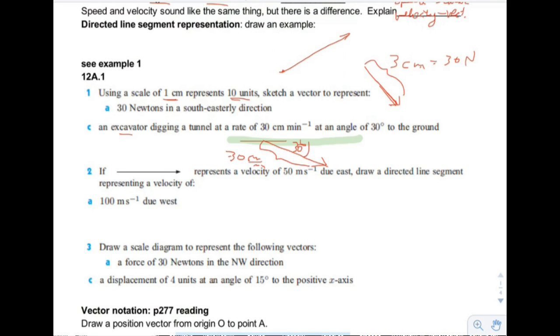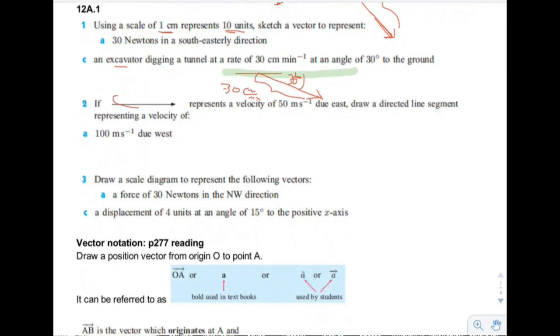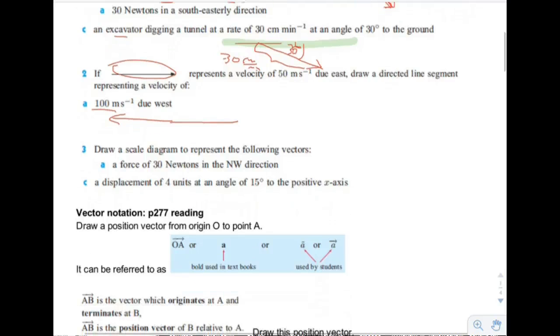Okay. All right. If this represents a velocity of 50 meters per second due east, draw a directed line segment representing a velocity of 100 meters per second due west. Okay, 100. So it should be twice as big as that one, and it should go in the other direction. So I drew that a little bit too long. So twice as long as that one in the opposite direction, west. Okay. All right, number 3.